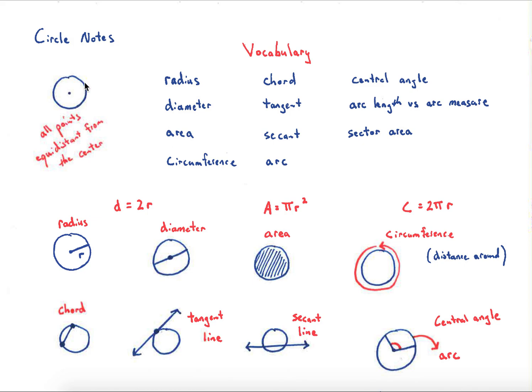The radius is the distance to all the points on the circle, right? The circle is really just the collection of all of those dots that are equidistant from some center, okay? So the radius is the distance from the center to the circle. The diameter is the distance across the circle that goes through the center. The diameter is twice the radius, and the diameter is also a chord.